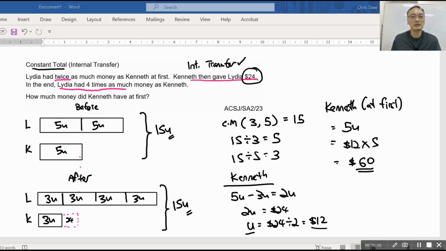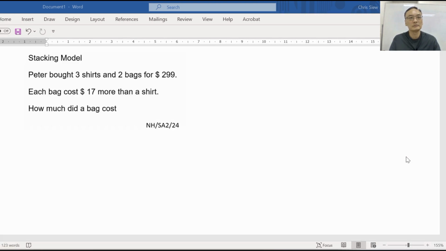Okay, let's move on to the next question. In this question, we're going to talk about this strategy called the stacking model. Now, in the stacking model, the models are drawn vertically instead of horizontally, as most of the time when we draw a part-whole model, right? So let me read the question to you and explain how we use the stacking model strategy to solve this question.